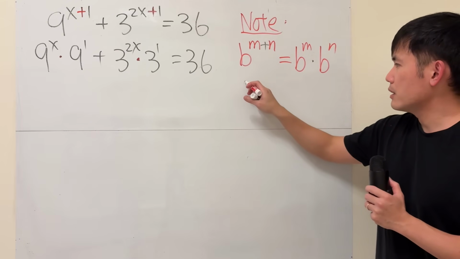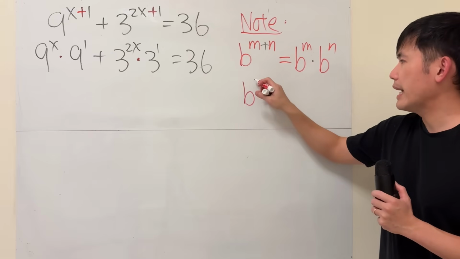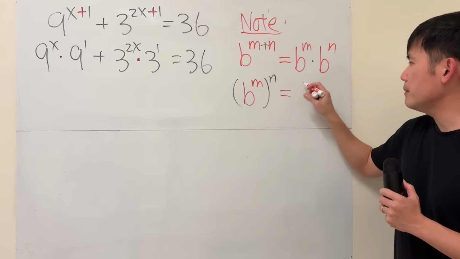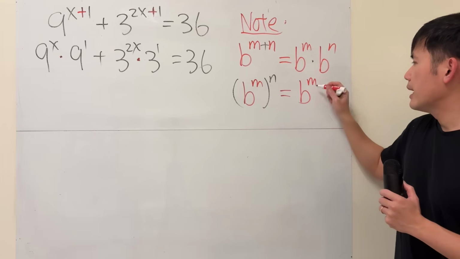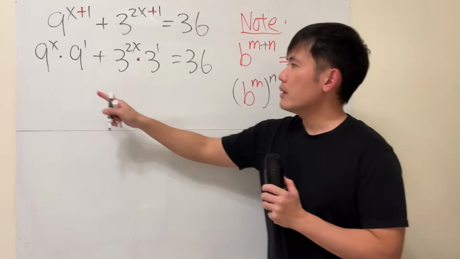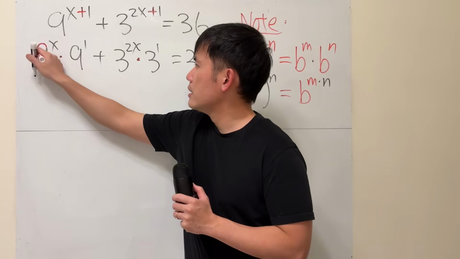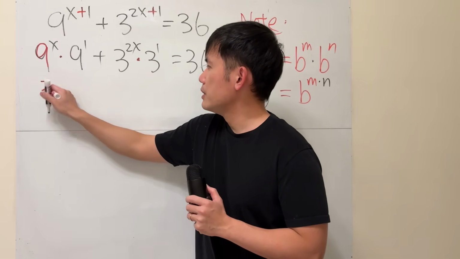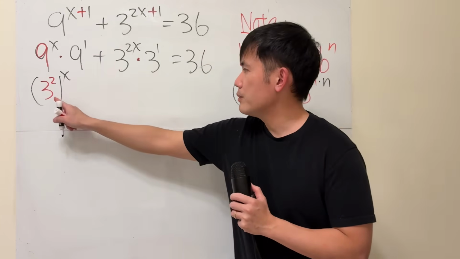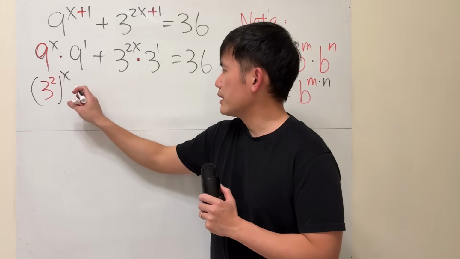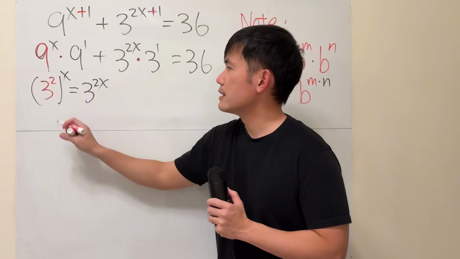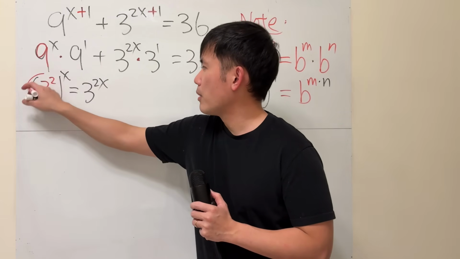If we have the following, let's say b to some power m, raised to another power n, in this case, we do b to the m, and then we multiply that with n. Now, for the 9, I'm going to fix it because 9 is the same as 3 squared. And then we have that to the x power. And we can use this rule, which we can write down as 3 to the 2x power for that. Right, so that's just for this part.